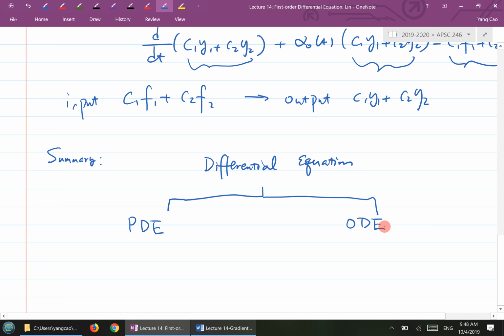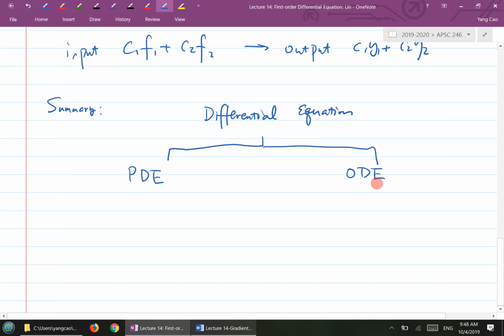So to jog your mind, partial differential equations are equations that deal with functions of what? Multivariable functions. And ordinary differential equations deal with only a function of a single variable and its derivatives. From ODE, you can have a linear ODE, which we just talked about. And of course, you can have nonlinear ODE. If it's not a linear ODE, then it's nonlinear.